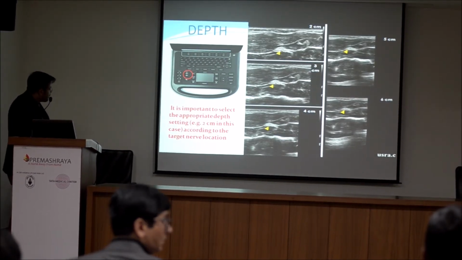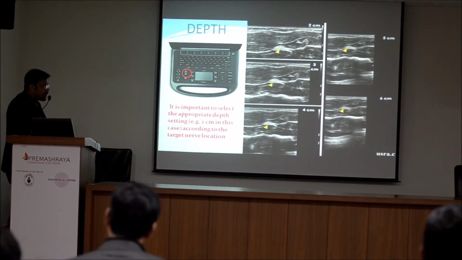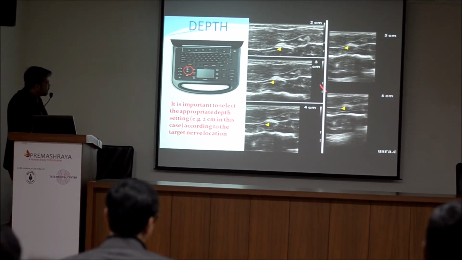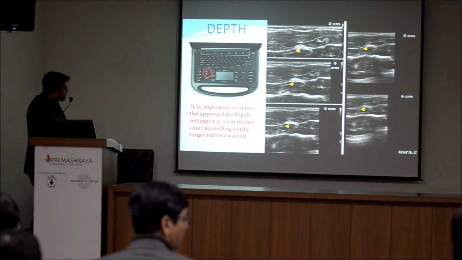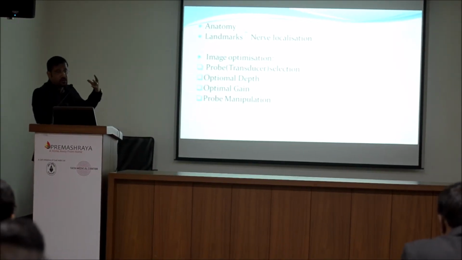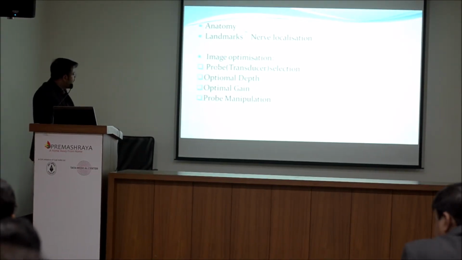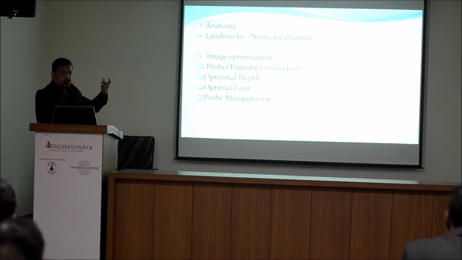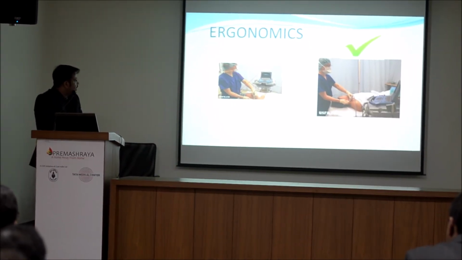Now this depth, it is important to select the appropriate depth. Now you see these 5 pictures. Here, the median nerve, obviously if you see nicely, you can give a good block. And this is by proper probe selection, optimal depth, optimal gain, and by doing some probe manipulation.